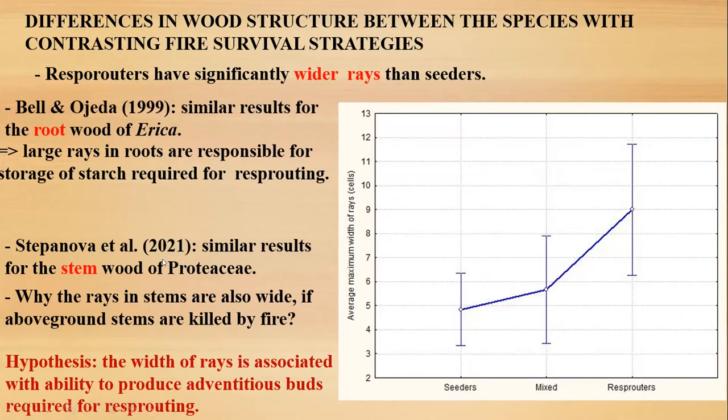Also, Stepnova et al. have similar results in their stem wood of Proteaceae. They say the rays widen also, while the above-ground stems are killed by fire. So that means the underground rays, the rays from the root, the rays that have stored the starch, will help them to resprout. So we come up with the hypothesis that the width of rays is associated with the ability to produce adventitious buds, which are required for them to resprout.